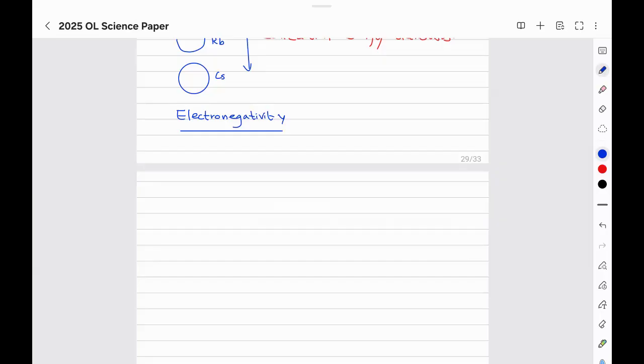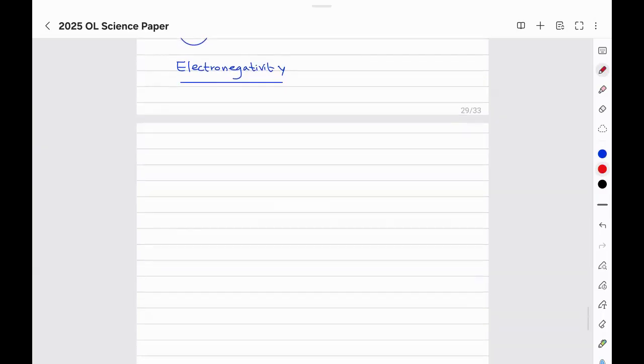Yes, Yalindu, you are correct. I would say it like this: the ability to pull the electron cloud toward itself when atoms are chemically bonded. Yes, Kavin, you are correct. The ability to pull bonding electrons toward itself when a covalent bond is made with another element is known as electronegativity. Let me revise the definition again.